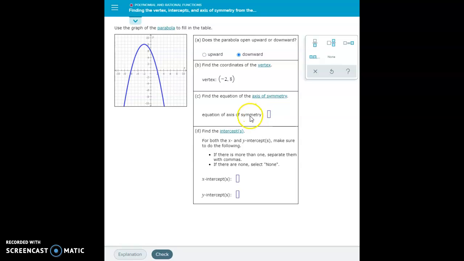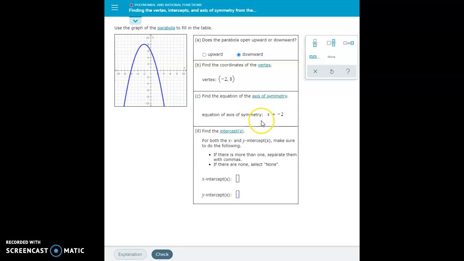This is where the drama comes in, the equation of the axis of symmetry. Well, the axis of symmetry would be the line going through the vertex, the vertical line going through the vertex. And notice this asks for the equation. The equation is x equals -2. The equation of the axis of symmetry is always x equals and then the x coordinate of the vertex.